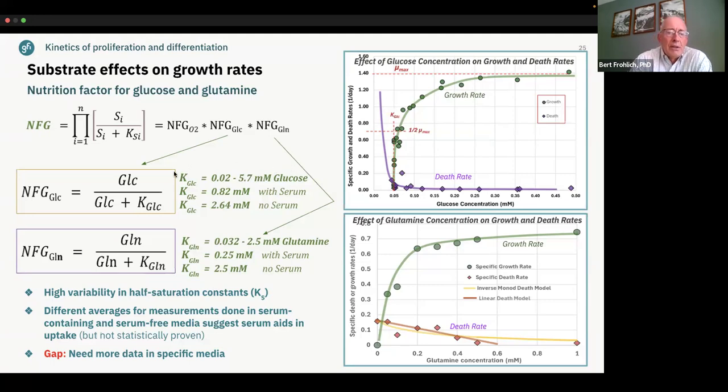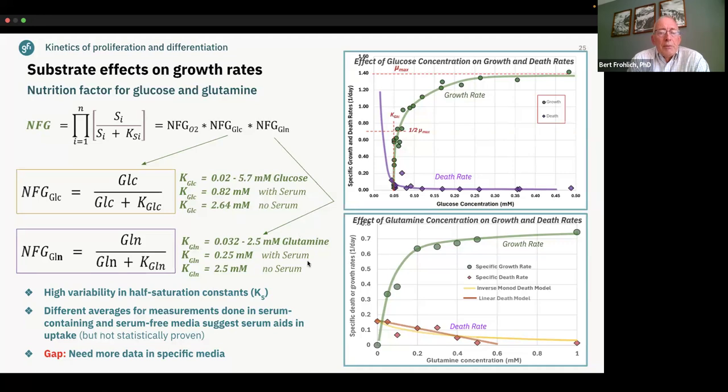And you can see there, in the case of glucose, it ranged from 0.02 to 5.7 millimolar, which is a very wide range. It's almost 2 orders of magnitude or more. And so that's quite a range. We did see a loose correlation with those studies that use serum in the medium and those without.